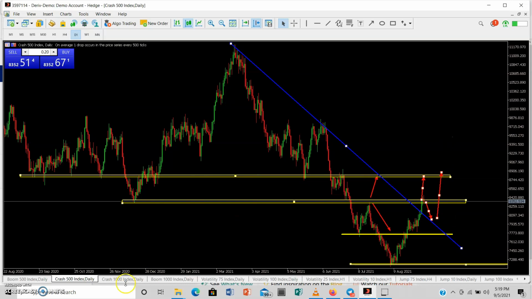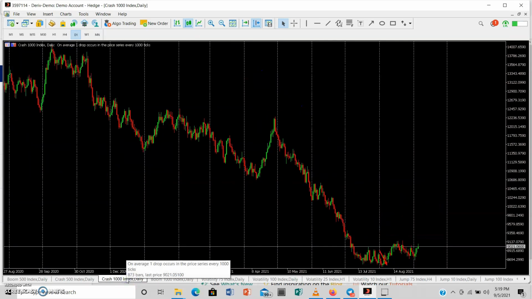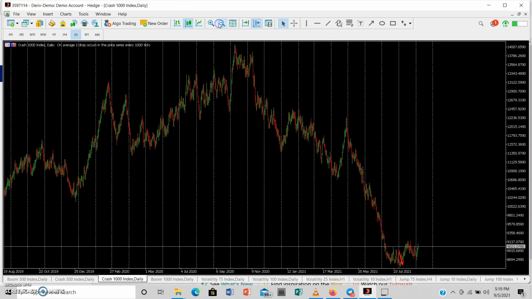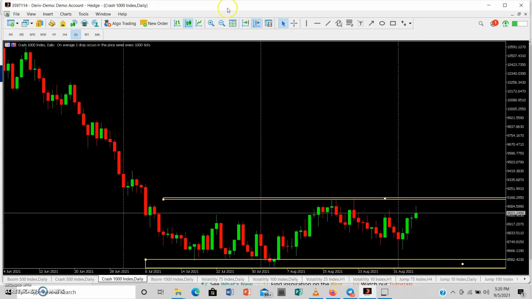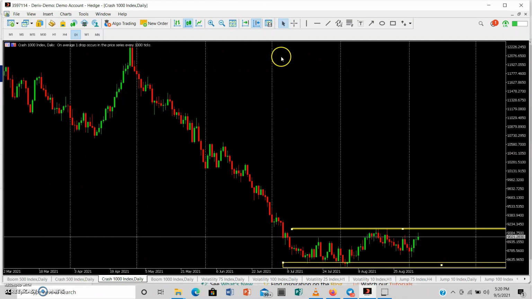Okay, moving on to Crash 1000, still in our daily time frame. We can see, or we want to highlight very important zones like the resistance zone that we have up there, and also another support zone at the bottom there. So we are right in consolidation. As you can see, price is merely rallying in this zone.